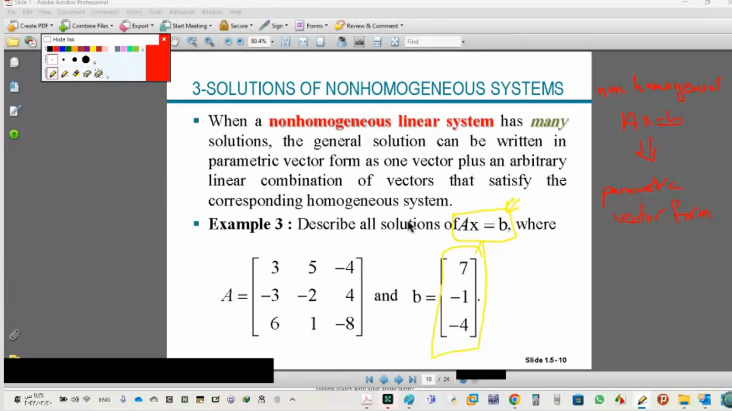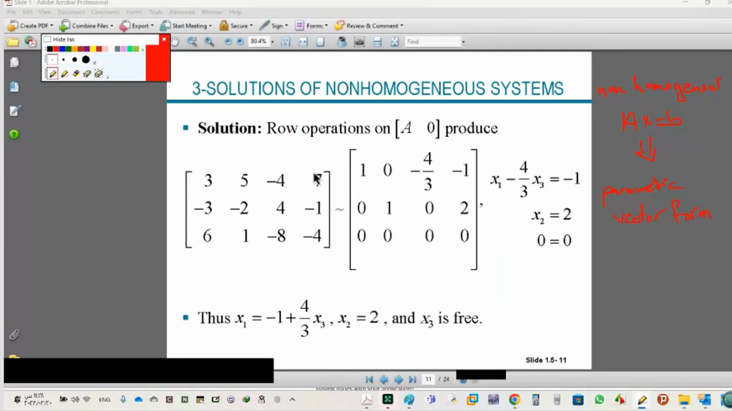Describe all solutions. Okay, answer this and start to solve. We will solve this one like I told you before, and we will find the answer. After solving, here we have the augmented matrix.